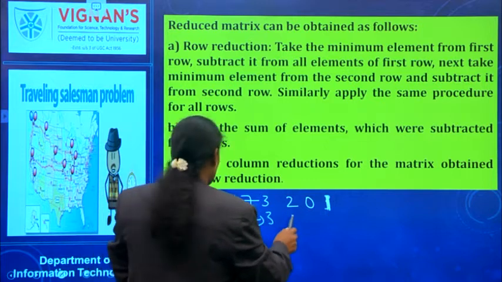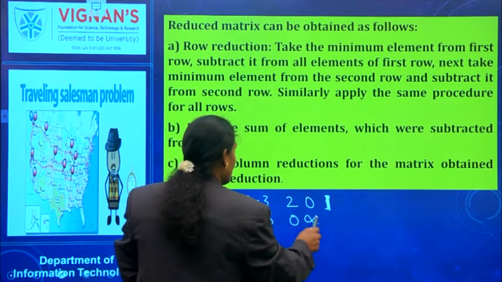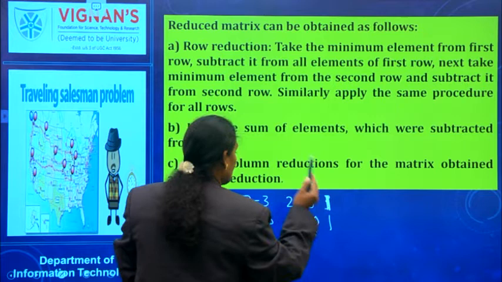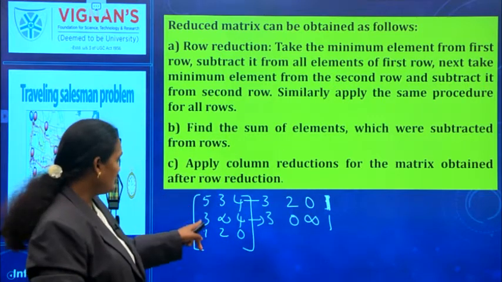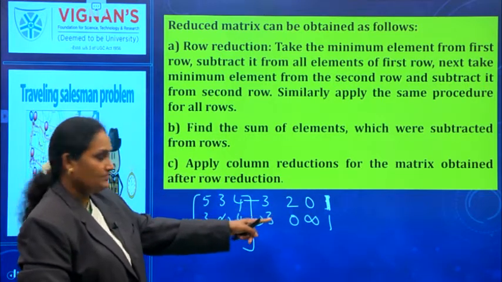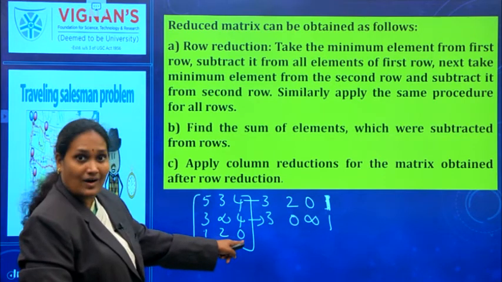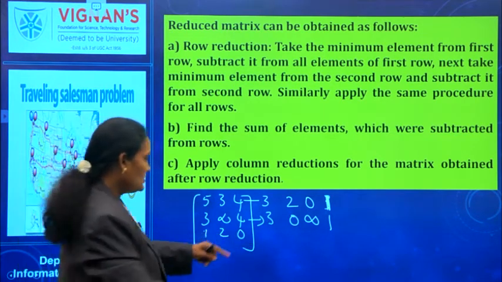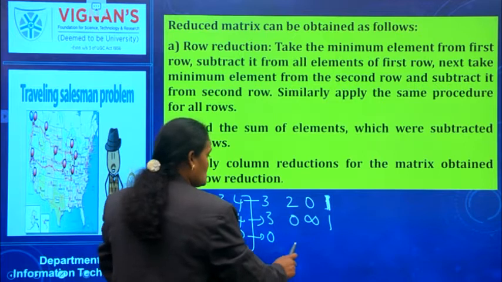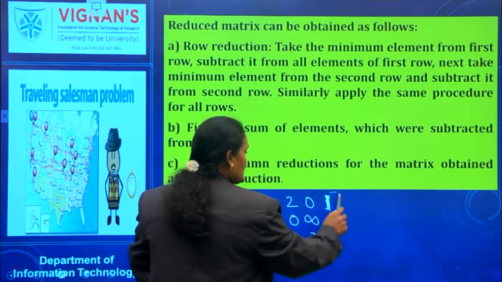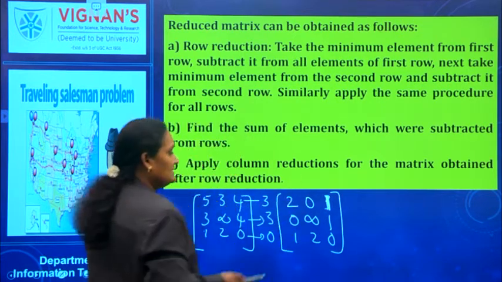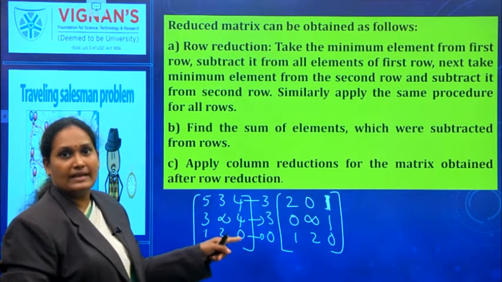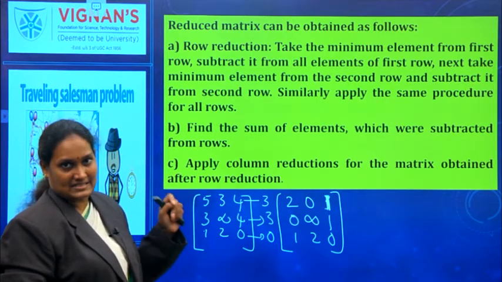Now in the next row, what is the minimum element? 3. Now I am going to subtract 3. This stays infinite; even after subtracting, it remains infinite. Now by subtracting 3 from this row, it becomes like this. Now here this row already contains 0, so the minimum itself is 0, so we cannot subtract anything. Now this becomes a row reduced matrix.